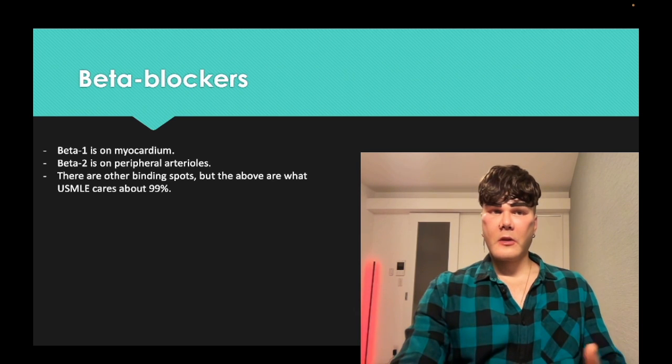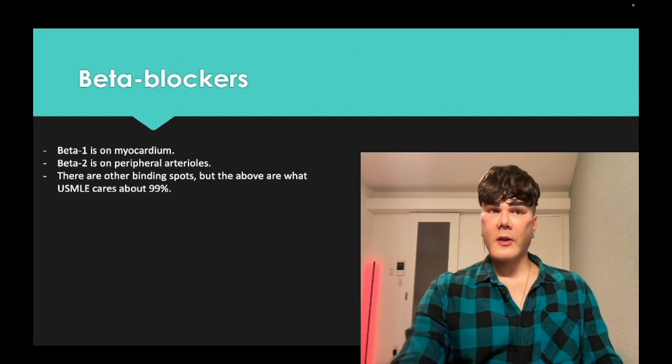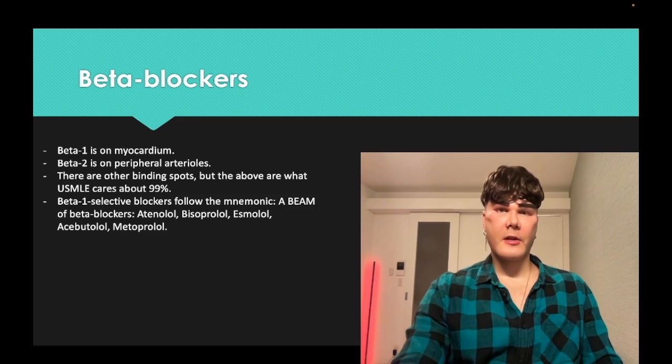So this is what USMLE cares about 99%. Some students say, oh, but can't beta 2 do insulin release and all this other stuff? USMLE doesn't care, okay? You're talking very rare type of stuff on the exam, especially now that it's pass-fail. It's not going to show up on Step 2 CK.